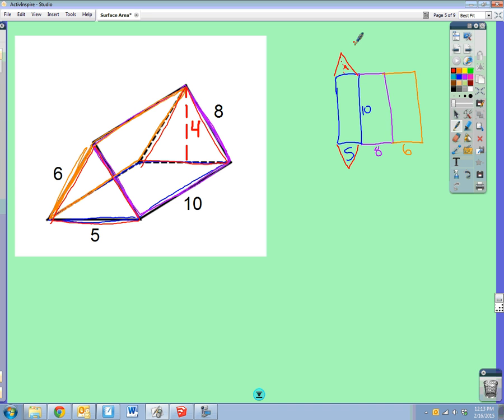All right, let's find the area of all my faces. There are 5 faces total. If I look at the first blue one here, I've got 5 times 10, base times height. Okay, so that's a rectangle.